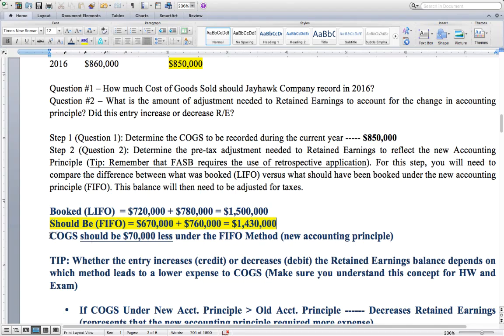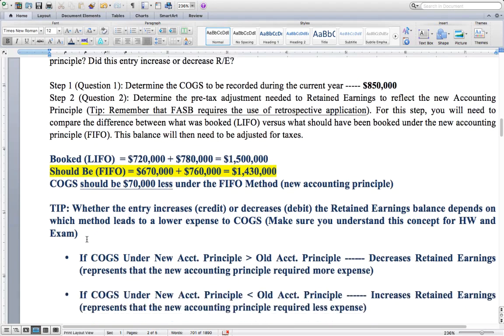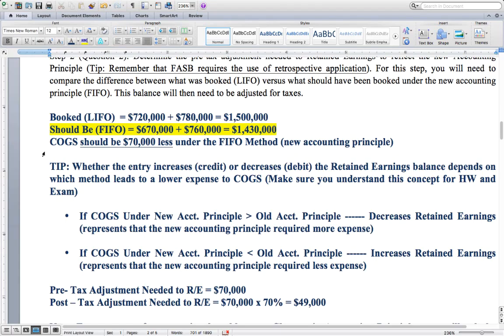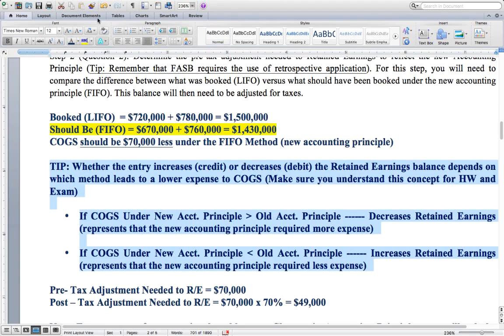Therefore, your cost of goods sold under the new method, the FIFO method, is $70,000 less than what it was under the LIFO method. Therefore, the expense incurred should be less when you're factoring retained earnings. This is very, very important. You will need to understand this concept right here.